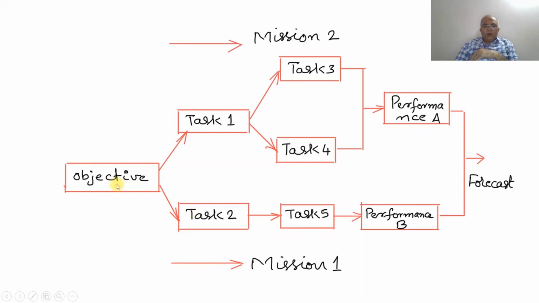In mission 1, the objective is characterized into task 2, task 5 and performance B, and then it comes to the forecast. In mission 2, we have task 1, and again the task has been further divided into task 3 and task 4. Again, these two are combined to get performance A, and this is also compared, and then the forecast is done in mission 2.